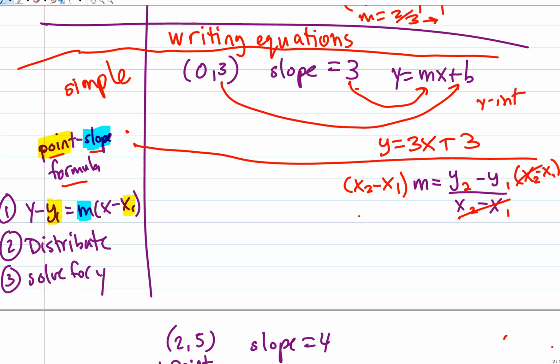we do to the other. You with me? Now, I'm going to reorder this. I'm not going to distribute this. That's not the purpose. But I'm going to put the m at the beginning. m times x2 minus x1 is equal to y2 minus y1.